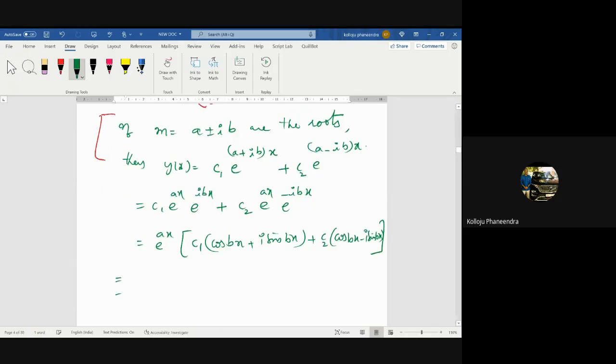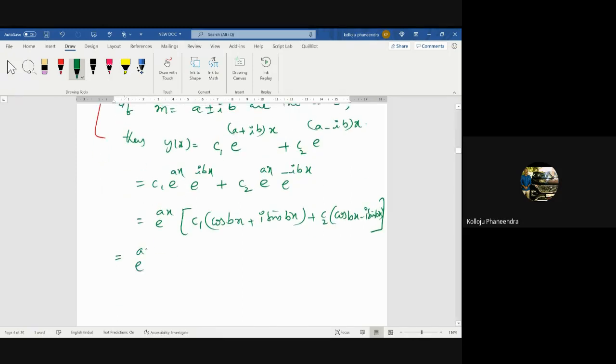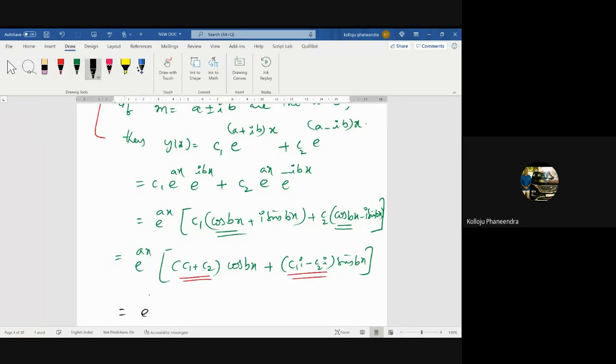That is equal to e to the power of ax, and you take cos bx common, then what is this one, c1 plus c2 into cosine bx plus c1i minus c2i into sin bx, right? Now let me consider c1 plus c2 and this one as new constants, then it is some c1 into cos bx plus c2 into sin bx.